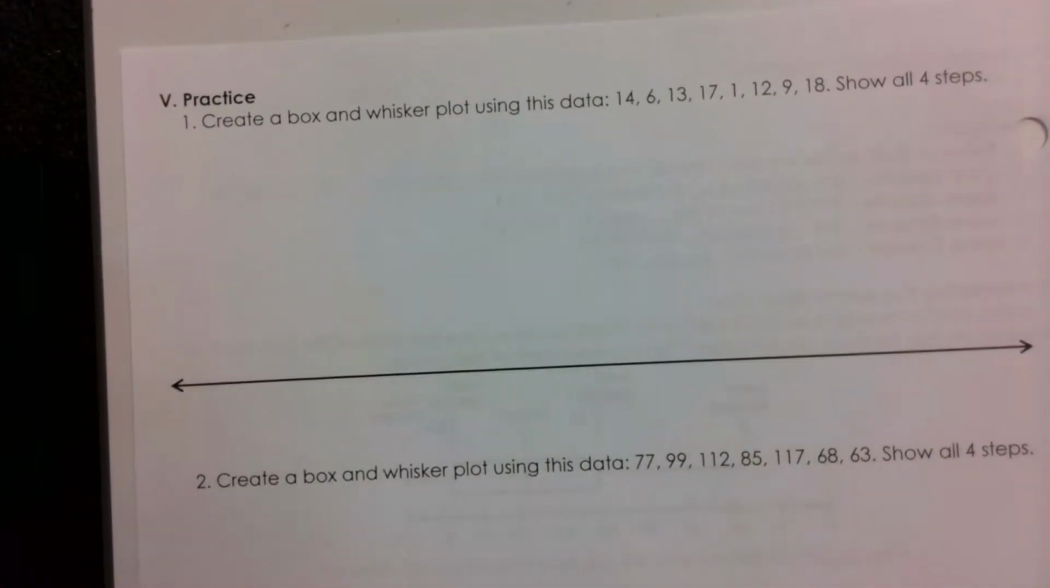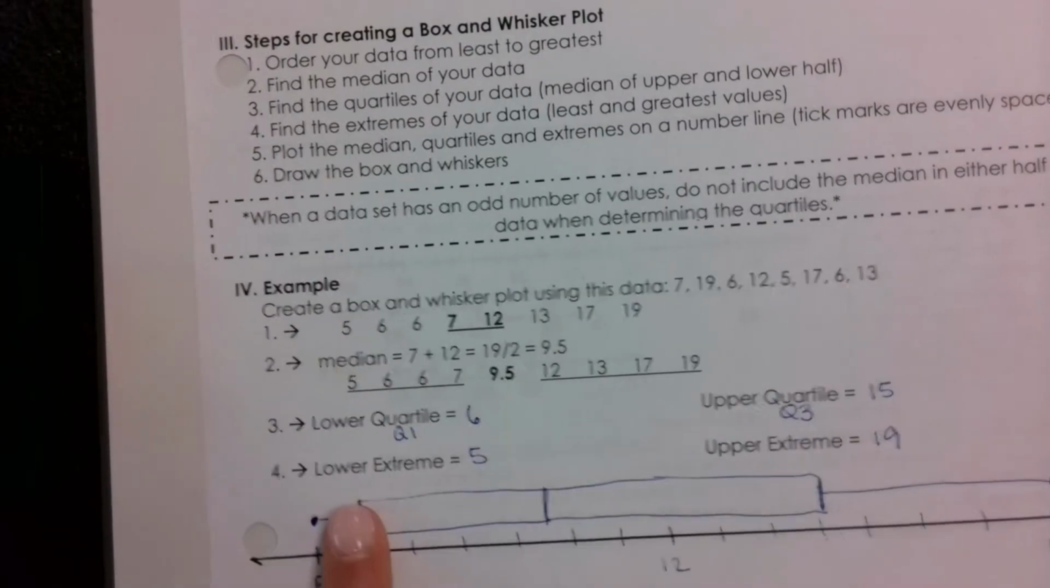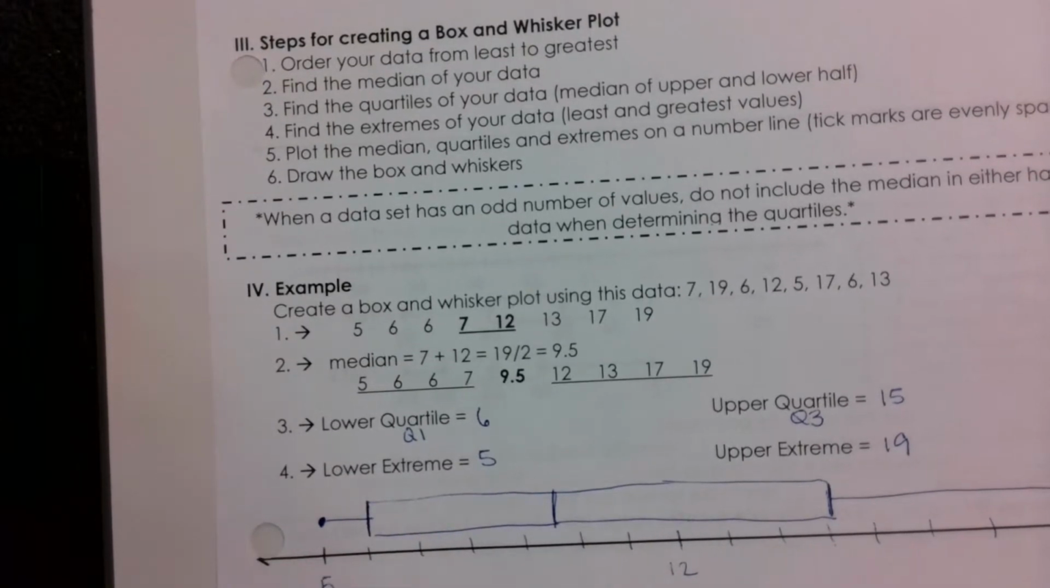Alright, so we're going to make a box and whisker plot given this data. So when it says show all 4 steps, that's referring to the 4 steps that we did over here. So step 1 is put it in order. Step 2 is find your median. 3 is your quartiles, and 4 is your extremes.